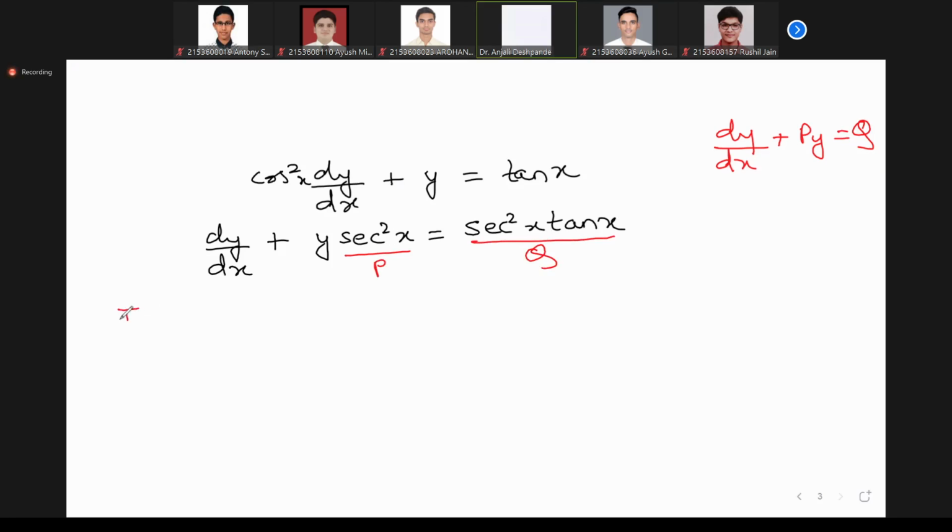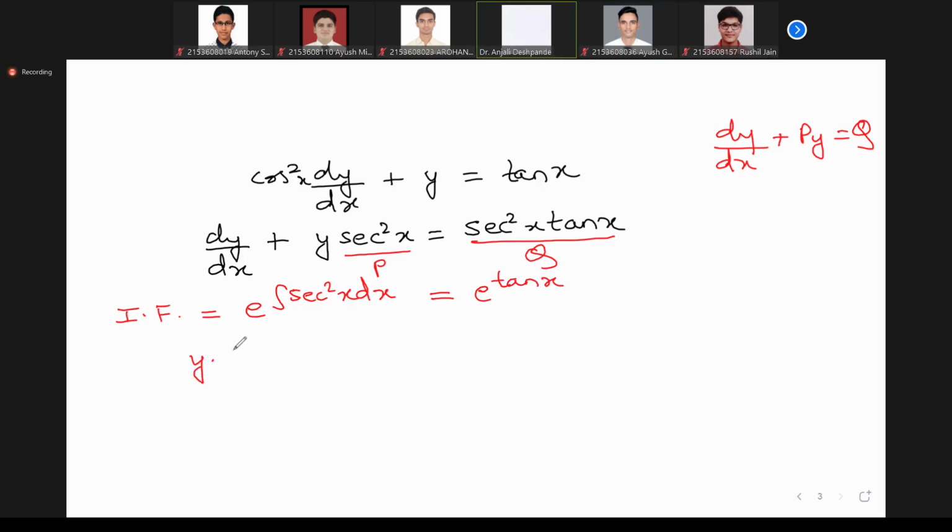So what is the integrating factor in this case? E raised to integration P dx. That means secant square x dx. So what is the integration of secant square? Let me know. What is the integration of secant square? Tan x. Now we can use the formula and solve.